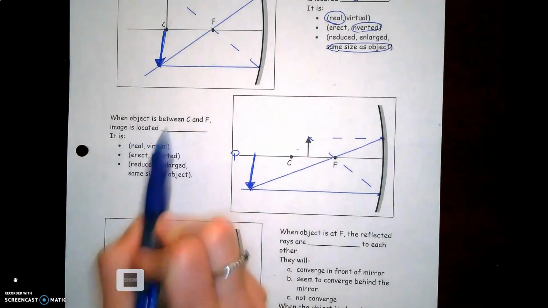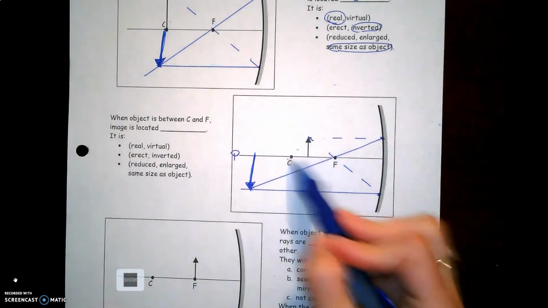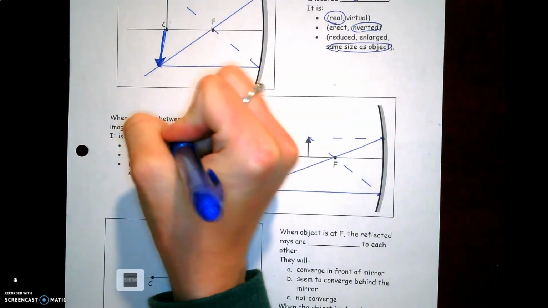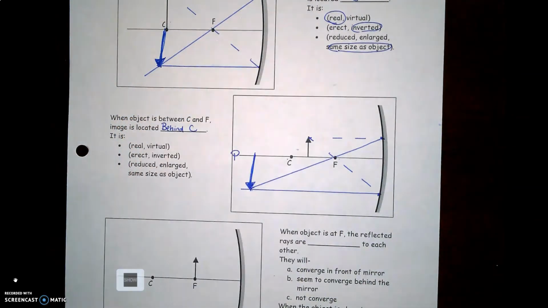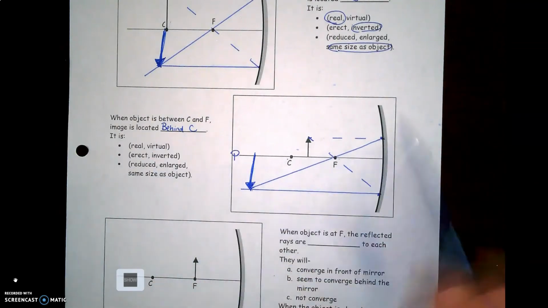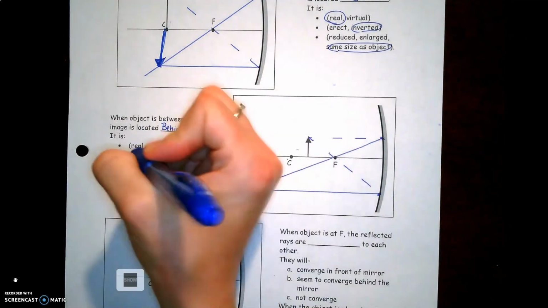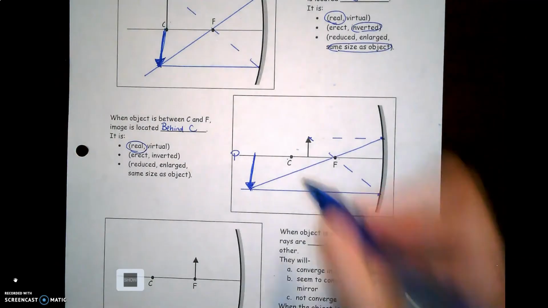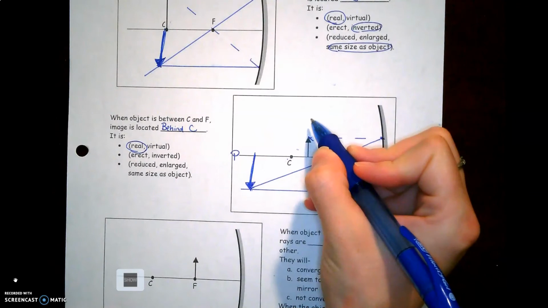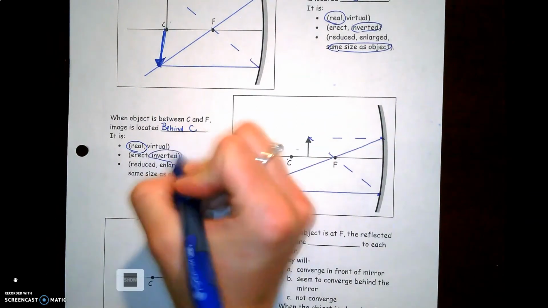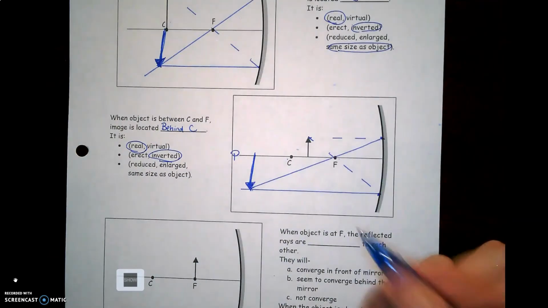So we can answer these questions. When an object is located between C and F, the image is going to be located behind C, or you can say to the left of C. We can answer our questions again. It connected in front of the mirror, so on this side, so we consider that real. The arrow was pointed up, but now it's going to appear pointing down, so that is inverted, meaning it's going to look upside down.